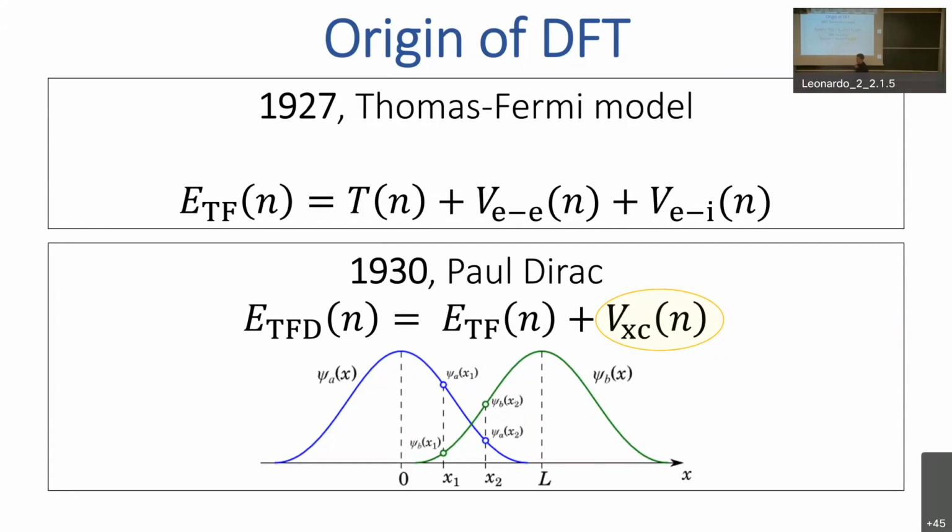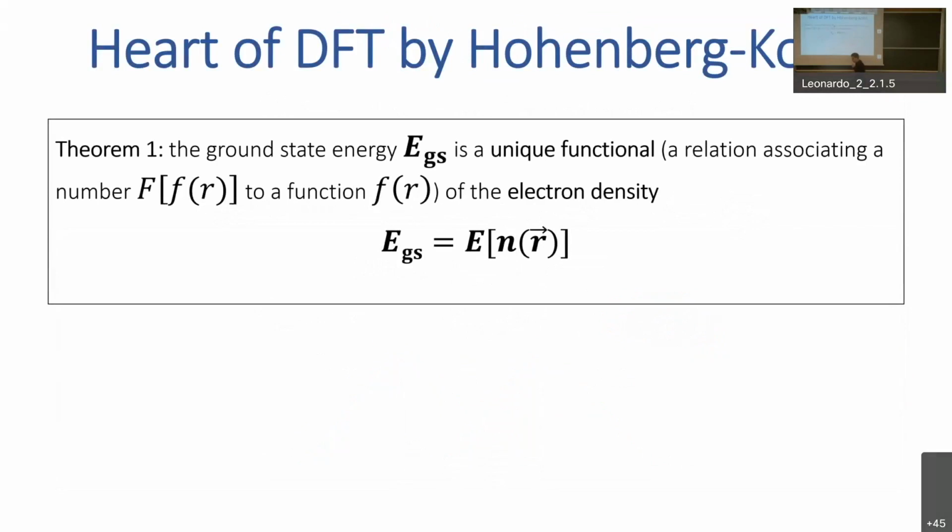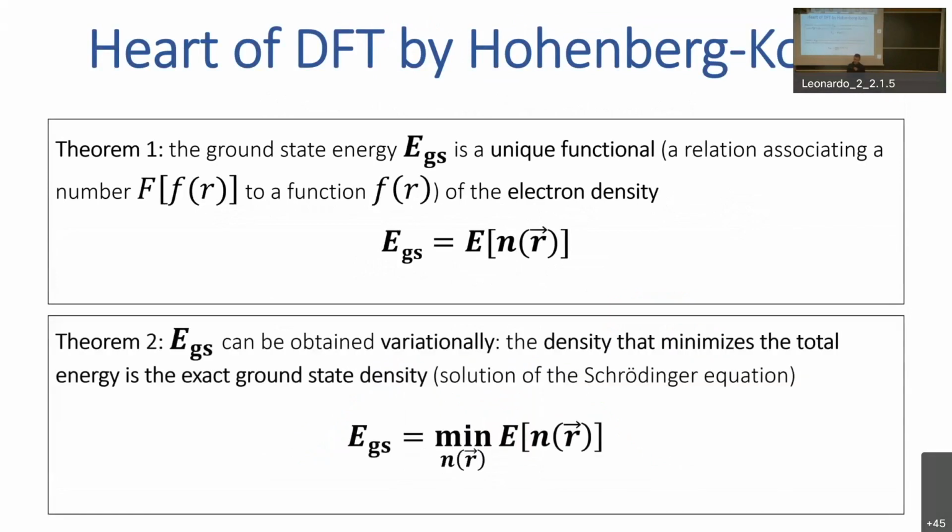Okay, now we will enter in more details of DFT. What is DFT based on? DFT is based upon 2 theorems that were first proved by Hohenberg and Kohn in 1964. The first theorem says that the ground state energy is a unique functional of the electron density. And the second theorem says that the electron density that minimizes this energy is the exact ground state electron density.